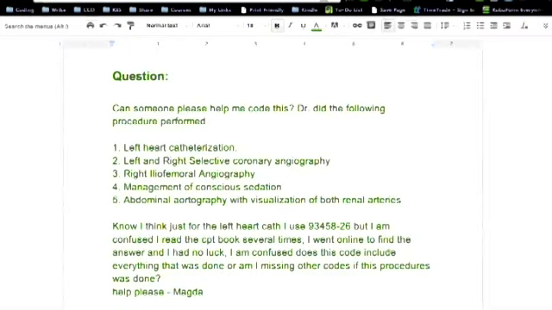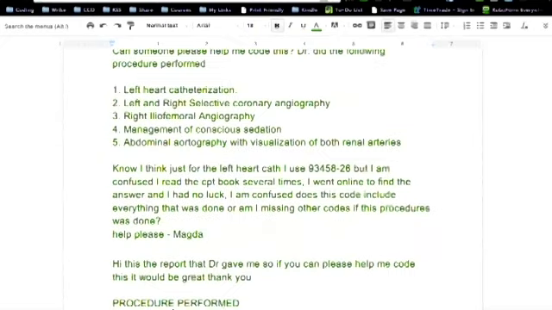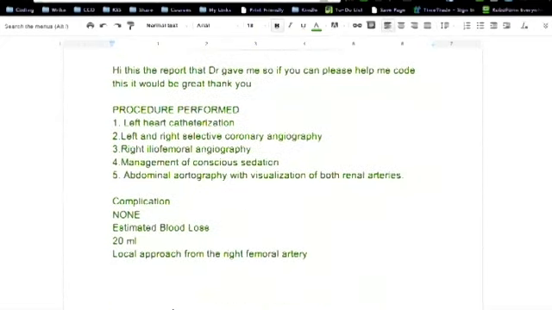Now, it looks like there's tons of stuff going on here. And if you were to look at that, I'm sure you're thinking, oh my word, where do I start? So what we're going to do is start with a left heart cath. 93458. Oh, this is what she did. This is actually what she was thinking. She was going to use 93458 with a modifier 26.